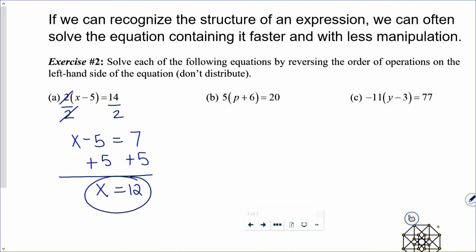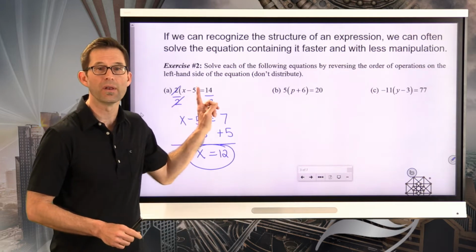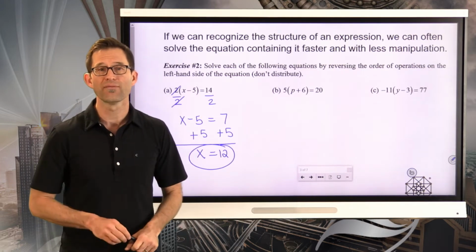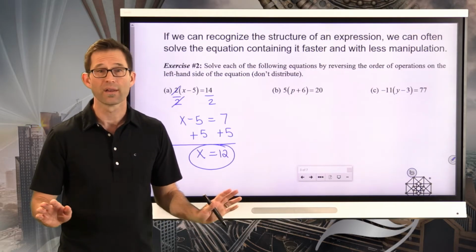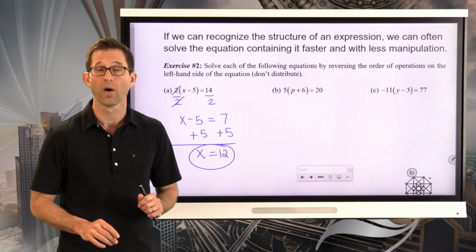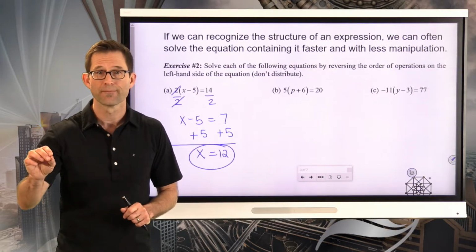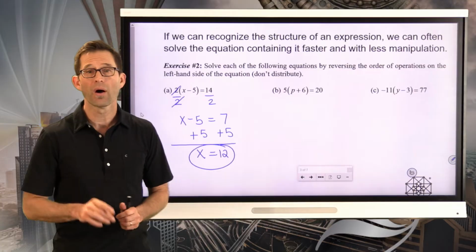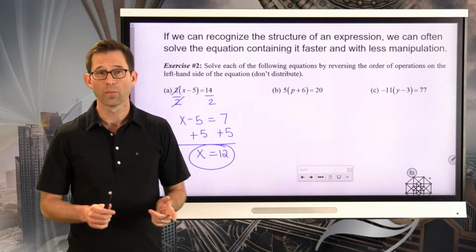I would have gotten exactly the same answer if I had first used the distributive property to rewrite the left-hand side as 2x minus 10. All right? Would have gotten exactly the same answer, x equals 12. But it would have taken me that extra step of doing the distribution. All right, I'd like you to pause the video now and try the same technique on B and C, and then we'll revisit.